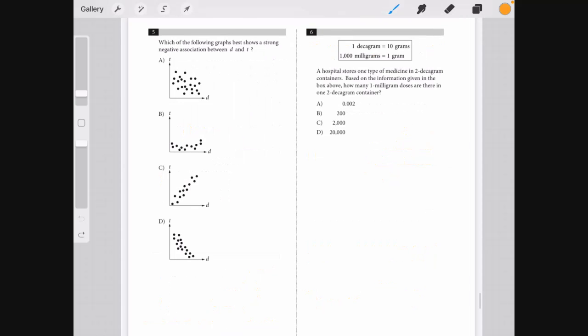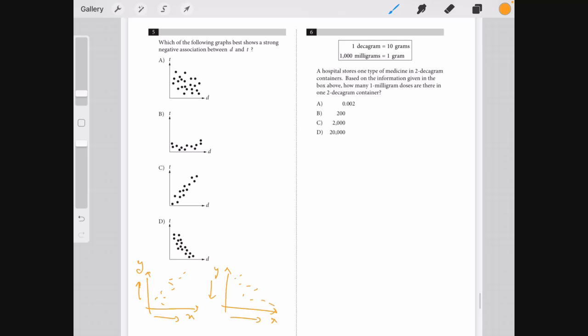Number 5. Which of the following graphs best shows a strong negative association between D and T? So when we have a scatter plot, we have two kinds of association or correlation, positive and negative. Positive correlation is when x increases, y also increases, so it will be something like this. A negative correlation, on the other hand, is when x is increasing, y is decreasing. So it's going to be something like this, right?